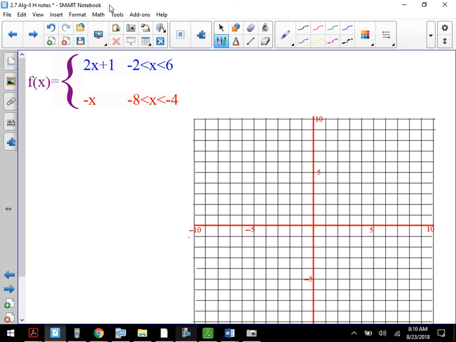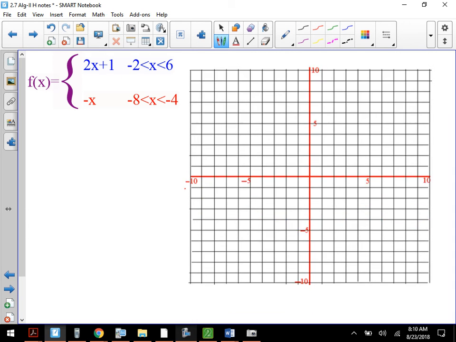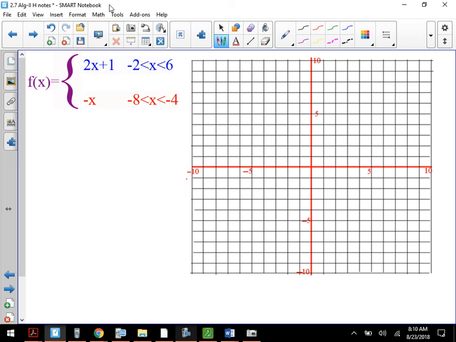For example, if I'm looking at 2x plus 1, I'm not going to worry about my domain quite yet. I'm just going to graph the whole thing on the entire 10 by 10 grid. We start at 1, up 2 over 1, down to left 1.